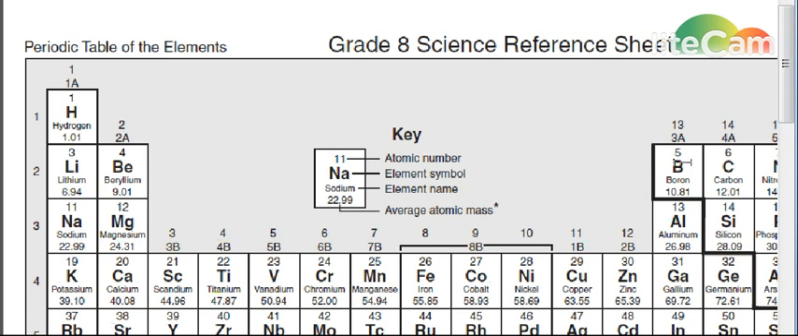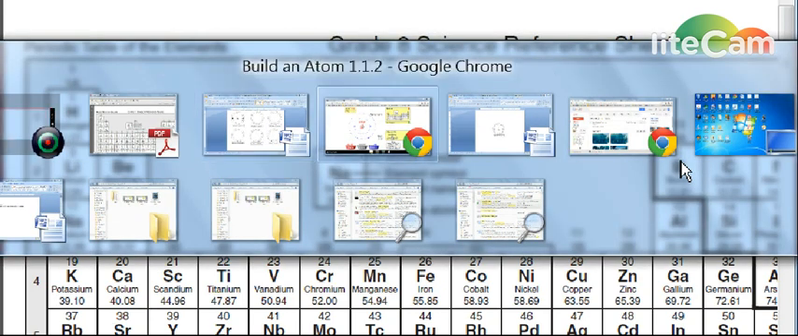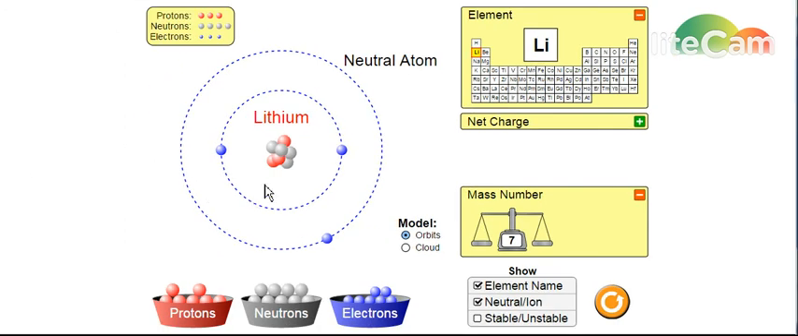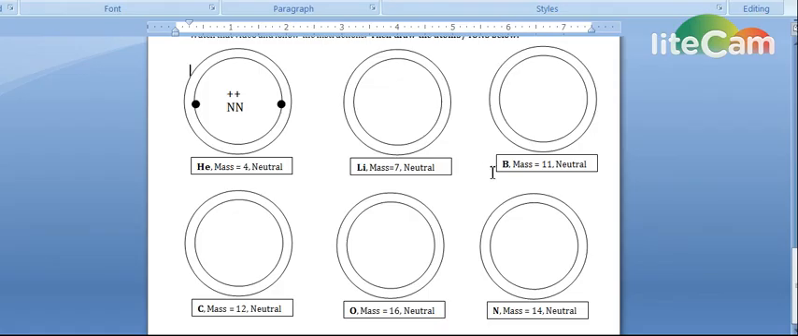Switch back to the Build an Atom simulation. And let's turn this into boron by adding protons. We have 3, so to be boron, we need to have 5. And now again, you have to figure out how many neutrons this needs to have. If you switch back to your paper, you can see that it needs to have a mass of 11. So you have to add enough neutrons to make it have a mass of 11.